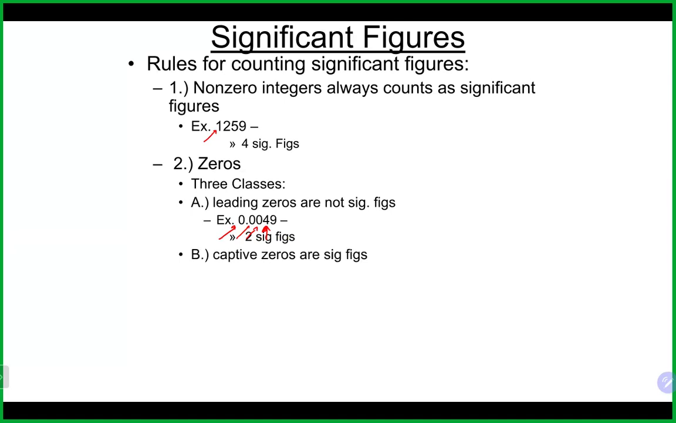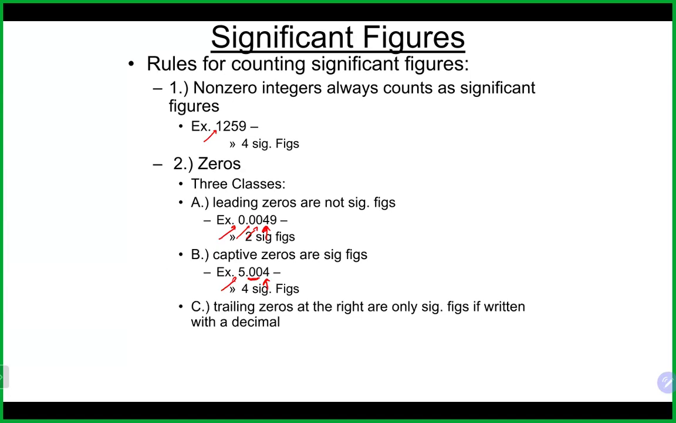There are what are sometimes referred to as trapped zeros or captive zeros, and these are zeros that are between 2 non-zero numbers, and those are also going to be significant. If you have any zeros trapped between 2 non-zeros, they are going to be significant. So once again here, we would start counting right here at the 5. These zeros are trapped between 2 non-zero numbers, so that makes them significant. And the 4 at the end is a non-zero, which would make it significant as well. So this guy would have 4 significant figures.